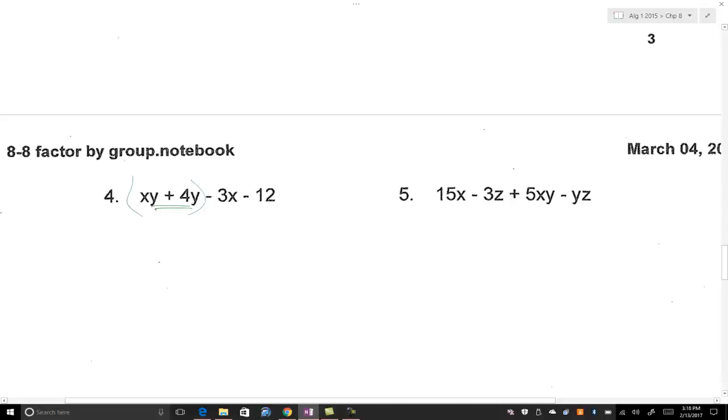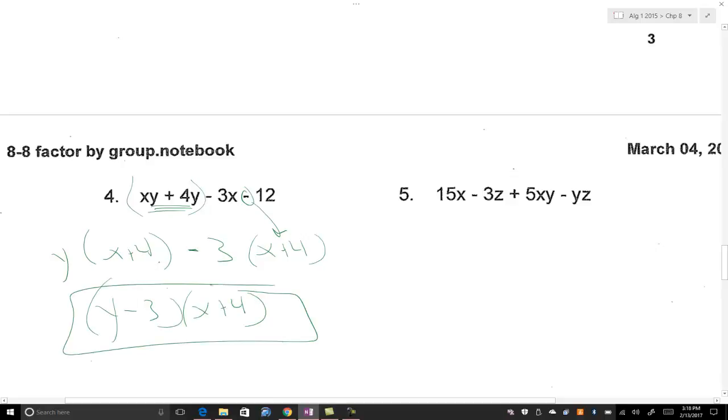What do we got here? Y, because I want to know. No, just kidding. That's the GCF. Y. X plus 4. Really want x plus 4 again. So we already know that there's a sign issue going on. So it definitely has to be negative, and it's going to be negative 3. Y minus 3, x plus 4. Gravy train. Doesn't get much easier than that.